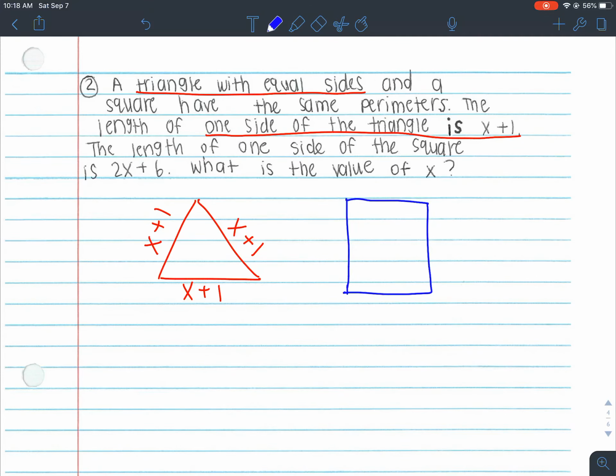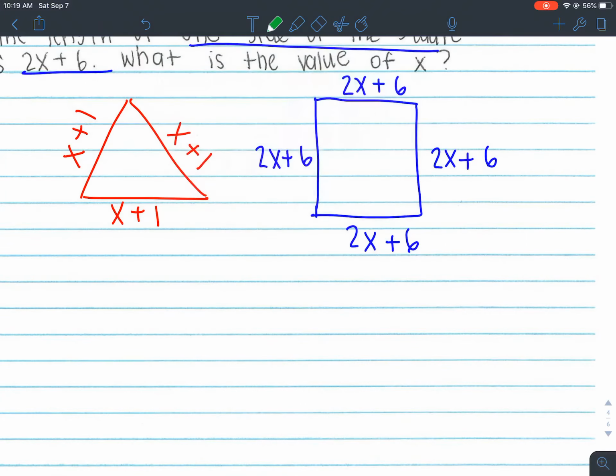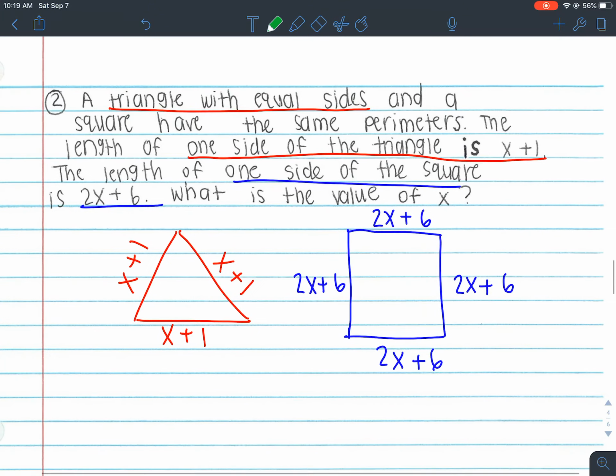For my square, squares have the same side length on every side. And I also know that one side of the square is 2x plus 6. So I'm going to write 2x plus 6, which means this is also 2x plus 6, and this is 2x plus 6, and this is 2x plus 6. Okay, I have my pictures drawn. And I also know that they have the same perimeters. Perimeter means I'm going to add up all of the sides and get the total.